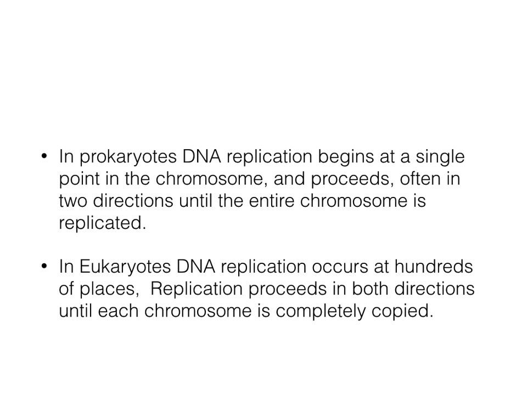In prokaryotes, DNA replication begins at a single point in the chromosome and proceeds often in two directions until the entire chromosome is replicated. In eukaryotes, however, DNA replication occurs at hundreds of places and proceeds in both directions until the chromosome is completely copied. So prokaryotes, since it is a circular loop, it goes in one direction until it loops around. But in eukaryotes, we have many, many different spots where it happens and it proceeds along.